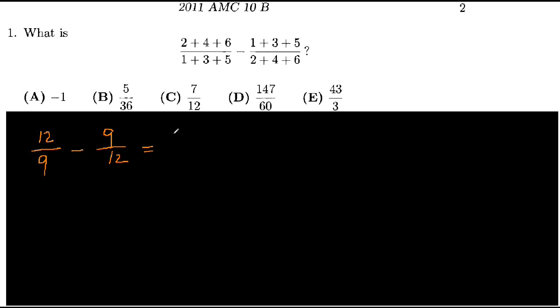That became 4 over 3 minus 3 over 4. And that is 16 minus 9. Common denominator is 12, and that is 7 over 12. So the answer is C.